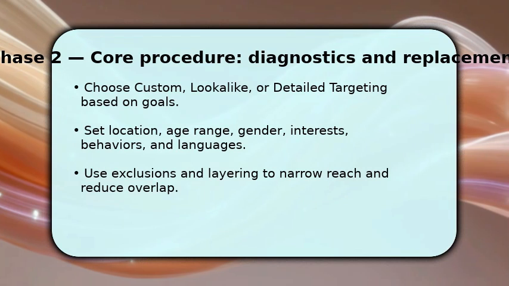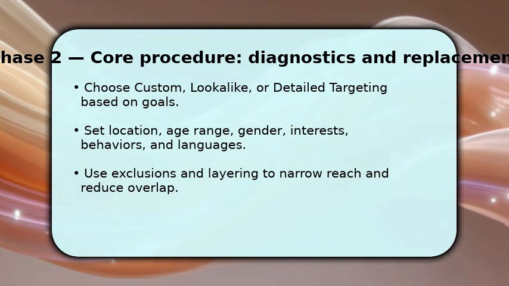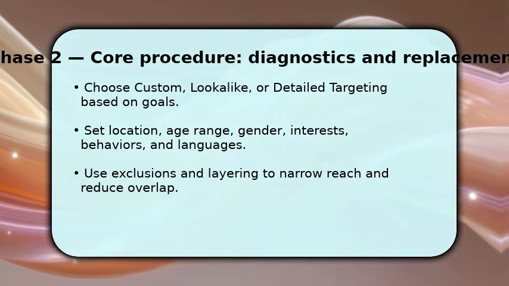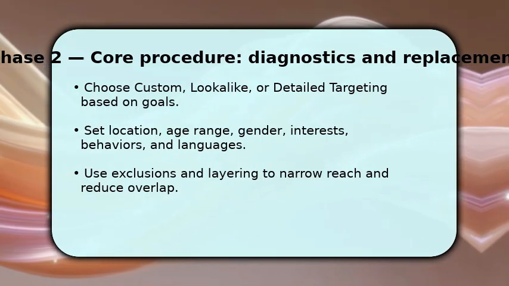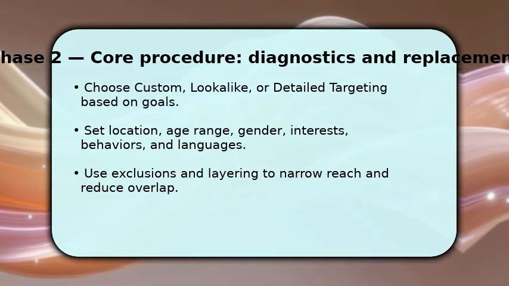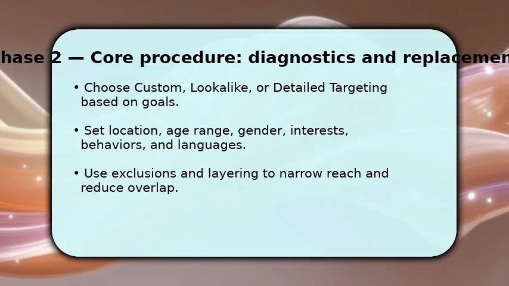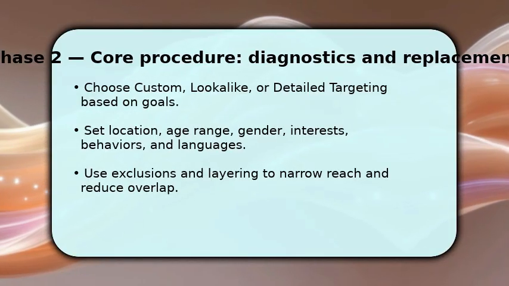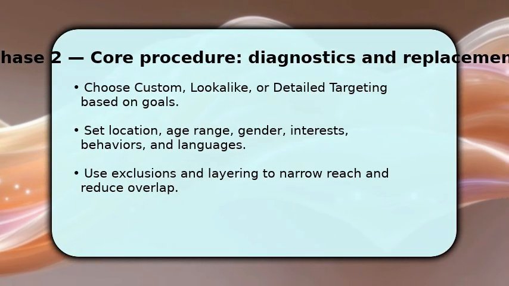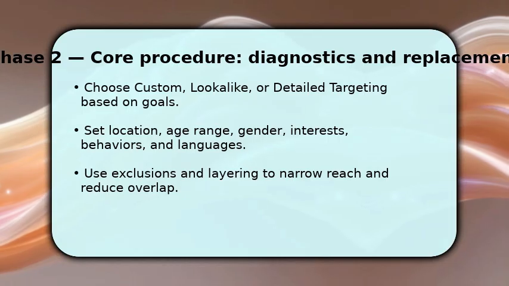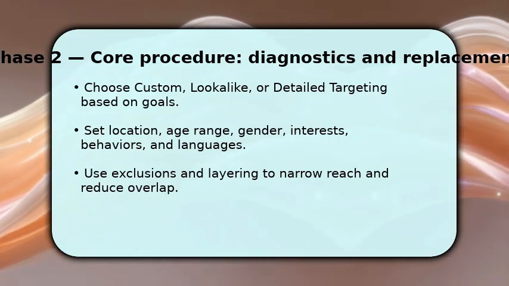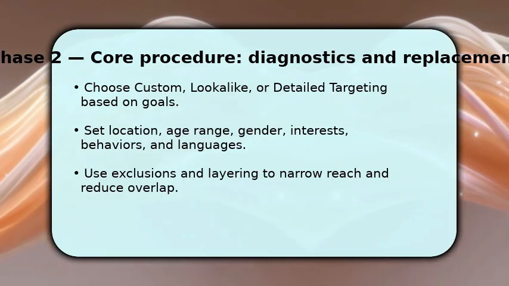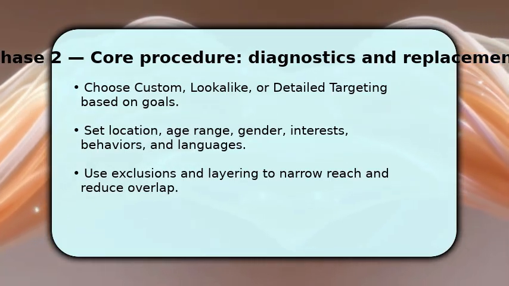Next, construct the audience. Decide whether you want custom versus lookalike versus detailed targeting, because each serves different goals: retargeting, expansion, or interest-based reach. Once decided, enter locations, age range, and genders, then add interests, behaviors, and languages to shape intent. Use exclusions to remove existing customers or irrelevant segments, and layer criteria to tighten fit without shrinking reach too much. As you adjust, watch the estimated audience size.